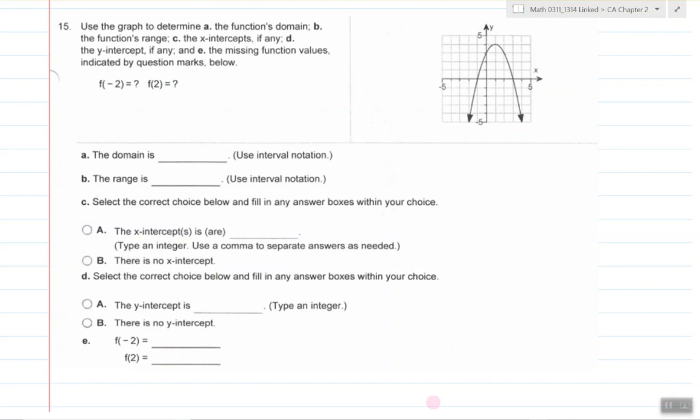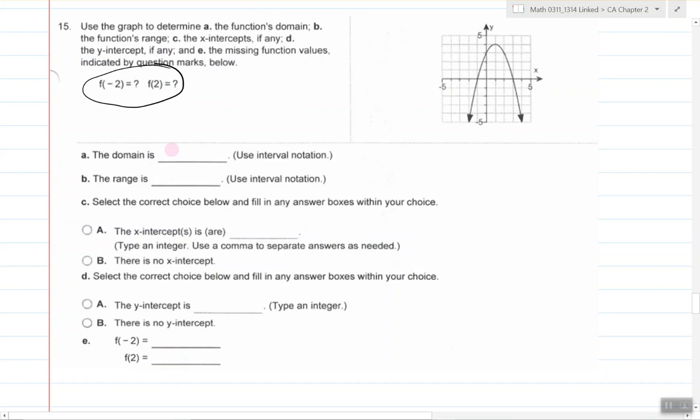We're going to continue working in lesson 2.1 on functions, and we're going to see if we can analyze several different things about a graph. Number 15 says to use the graph to determine the domain, the range, the x-intercepts if there are any, the y-intercepts if any, and the missing function values indicated by the questions below. So this is the last part. All right, the first part, domain.